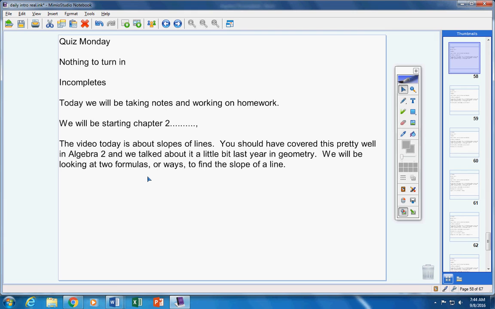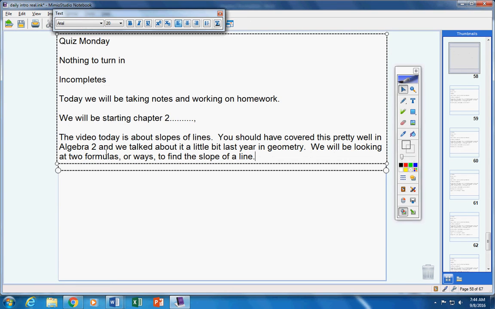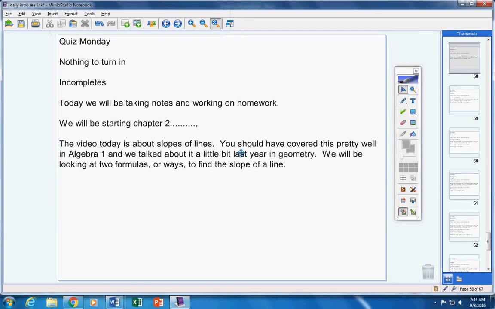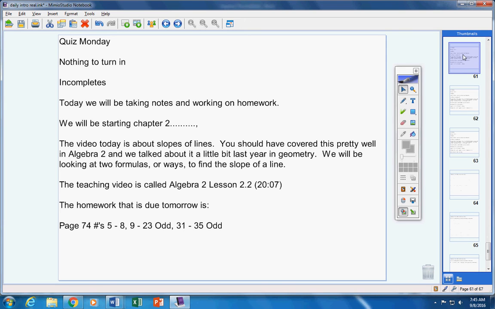The video today is about slopes of lines. Now, you should have covered this already pretty well in Algebra 1, and we talked about it a little bit in geometry last year. I know that because I was your teacher last year. We're going to be looking at 2 formulas, or 2 ways, whatever you want to call it, to find the slope of a line. Remember, rise over run, and the other way is y minus y over x minus x. The teaching video is called Algebra 2, Lesson 2.2, only about 20 minutes. So give me your brains for about 20 minutes and take notes, okay? Not too bad. The homework that is due tomorrow is right there.